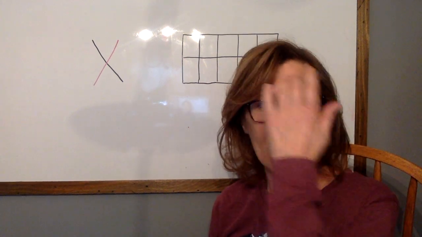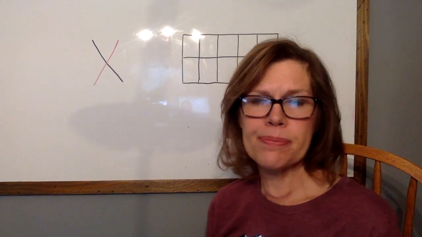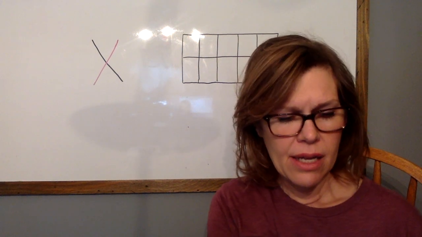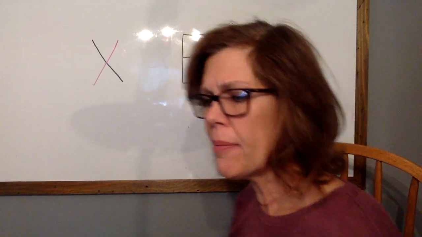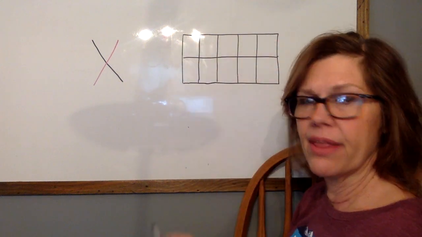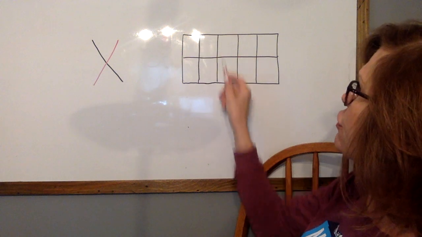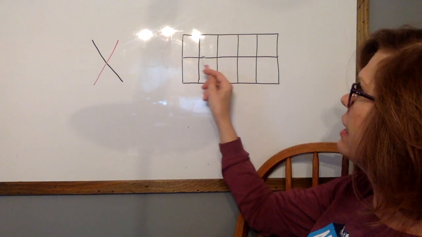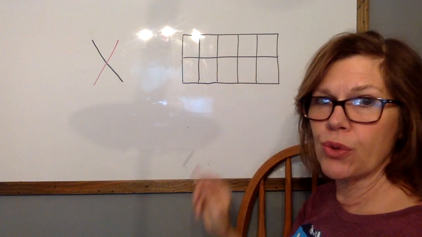Sometimes the X can sound different. It can say Z, but we're going to mostly talk about it making the X sound. All right, let's look up here. This is a very large rectangle that I've drawn. And then I've drawn 4 lines down to make 5 columns, and 1 line across to make 2 rows.